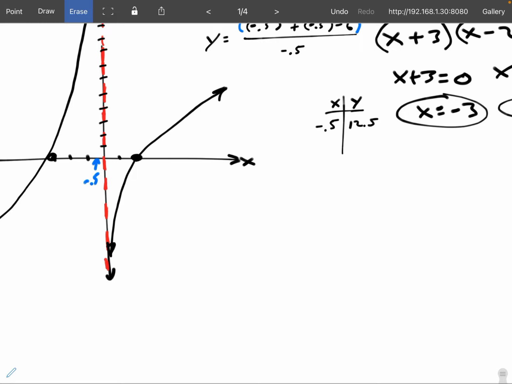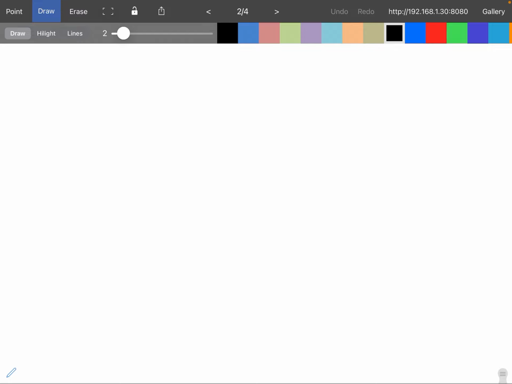All right, let's do another one. So the second one we got to do, I wrote it down. This one is y equals x minus 1 over x squared. So then we're going to do the same steps again.